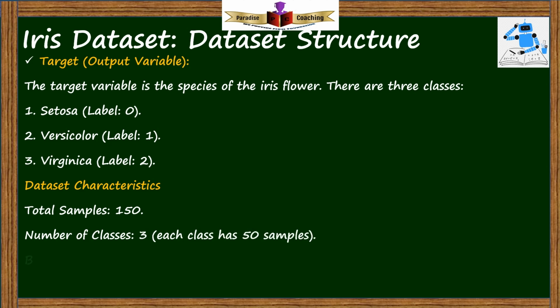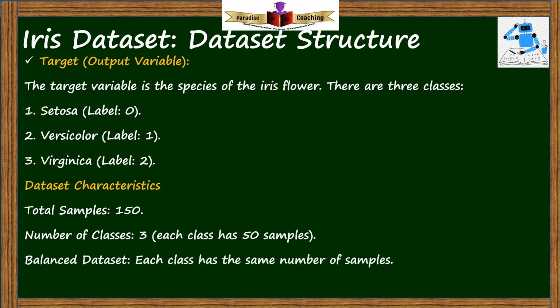Total samples, 150. Number of classes, 3. Each class has 50 samples. Balanced dataset. Each class has the same number of samples. No missing values. The dataset is clean and ready for use without pre-processing.